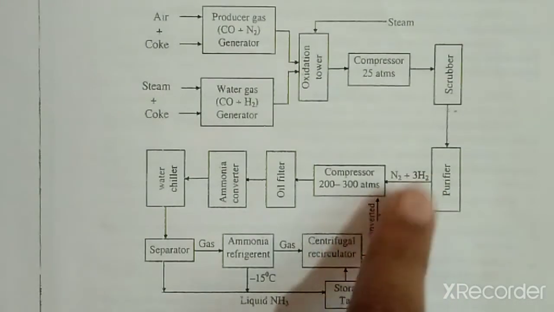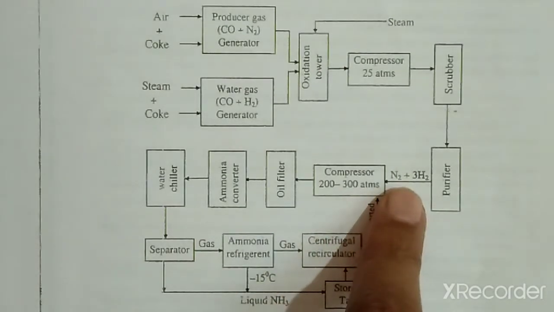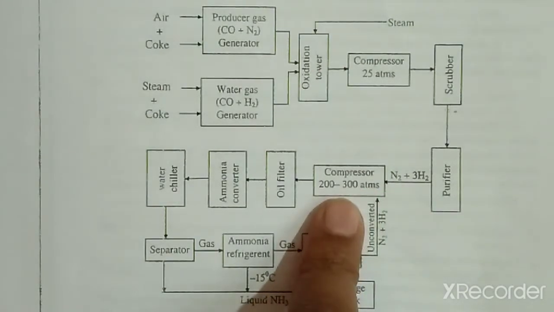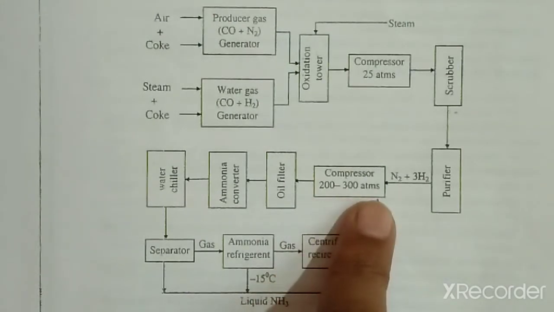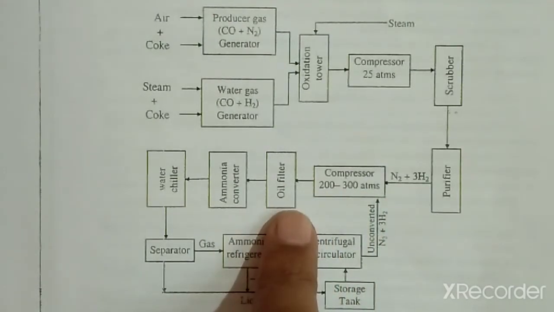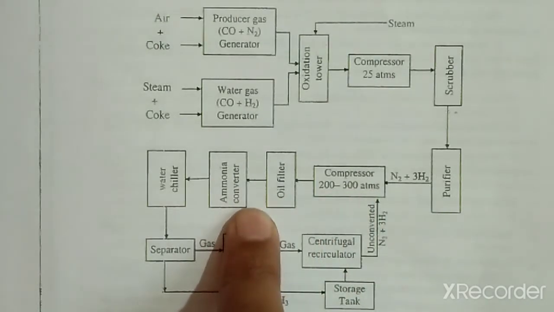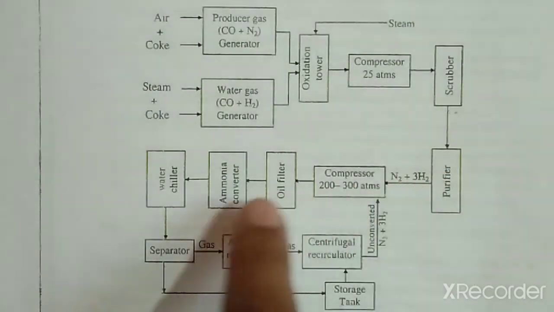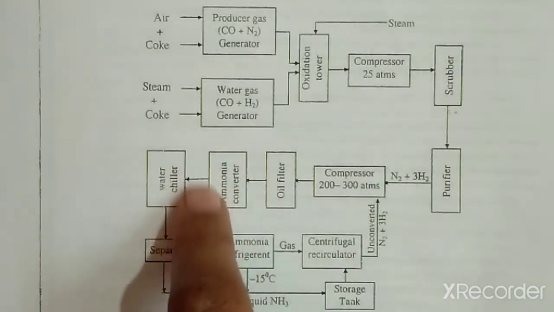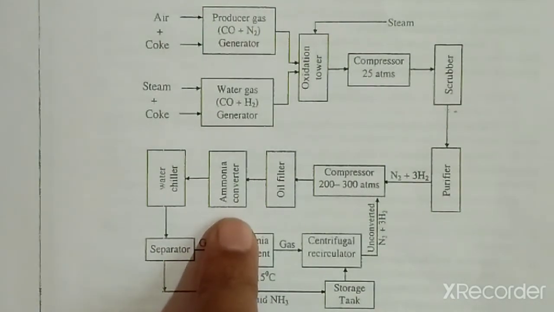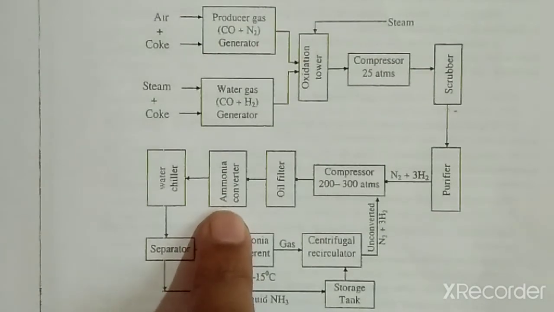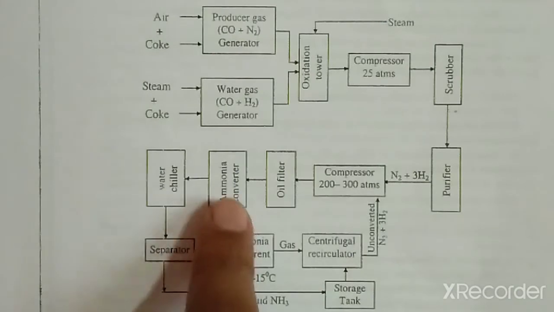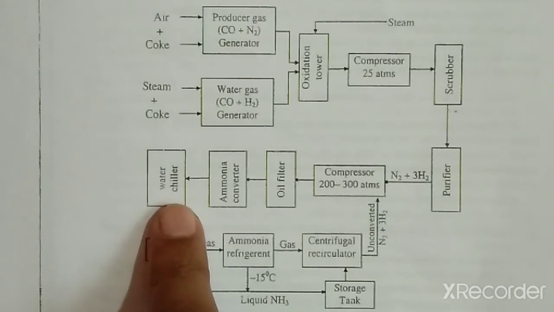Then the actual reaction takes place. When nitrogen and hydrogen are compressed at a pressure of 200 to 300 atmospheres, and passed through an oil filter to remove unwanted gases, they are converted into ammonia, and that block is called the ammonia converter. The formation of ammonia is an exothermic process, a large amount of heat is produced during this reaction, and hence there is a need for cooling, which is done with the help of a water chiller.